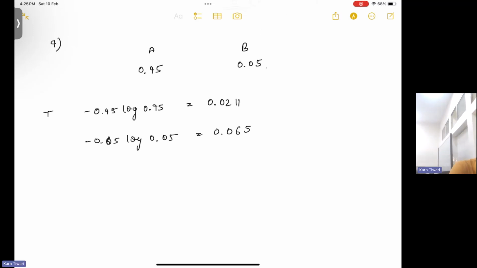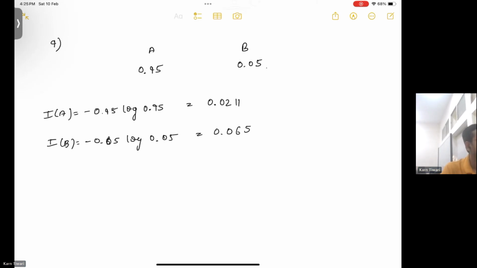So the information content in A is this, and the information content in B is this. That is simply the negative of the probability of that event times the log of the probability of that event. In the first case it's 0.02, a small amount of information, because we are much more sure about the occurrence of the event. The lesser the probability, the more the randomness and the more the information we have. So the correct answer is B has a high information content, A has a low information content.